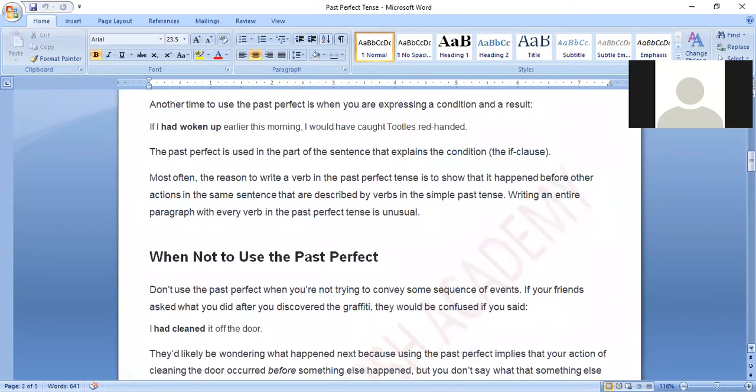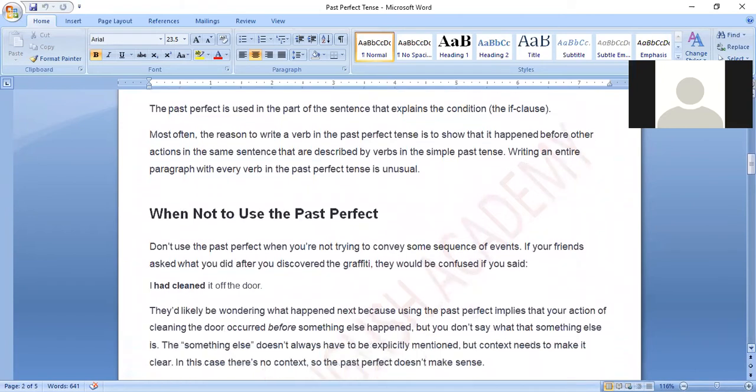When not to use the past perfect: don't use the past perfect when you are not trying to convey some sequence of events. That is what we want to speak. Sequence of events means one event is connected to another event. If you are not conveying connected events, two events not connected, you cannot use past perfect. Had plus V3 cannot be used. Had plus V3 can be used only when they are sequential.